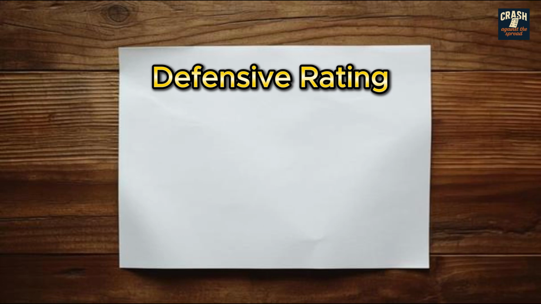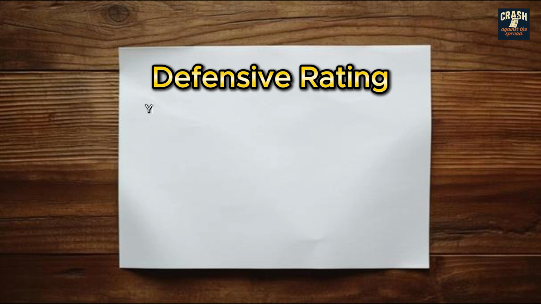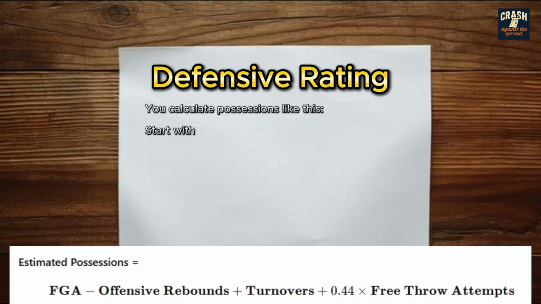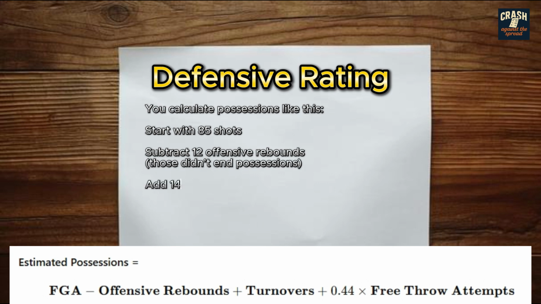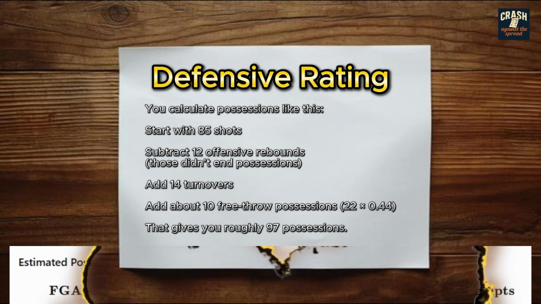Example: 85 shot attempts, 12 offensive rebounds, 14 turnovers, 22 free throw attempts. You calculate possessions like this. Start with 85 shots, subtract 12 offensive rebounds. Those didn't end possessions. Add 14 turnovers. Add about 10 free throw possessions: 22 times 0.44. That gives you roughly 97 possessions.